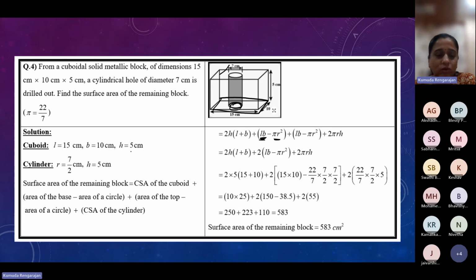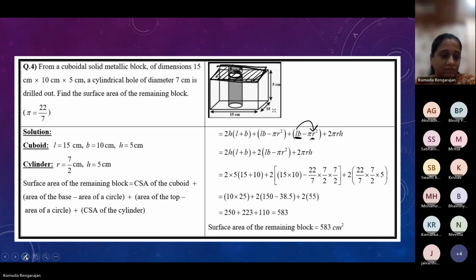Similarly with the top, when you find the area of the top, L into B, it's a rectangle, right? The top is a rectangle. And when you find the area of the rectangle, it's the area of this full surface, which includes the area of the circle. But the circle is not there, meaning the circular portion is empty. There is no material there. So since L into B is this full area, but the circular area is missing, we subtract. Because this area includes this area.